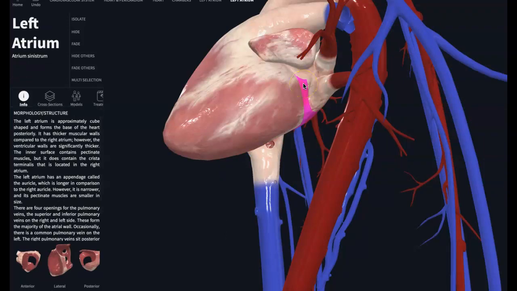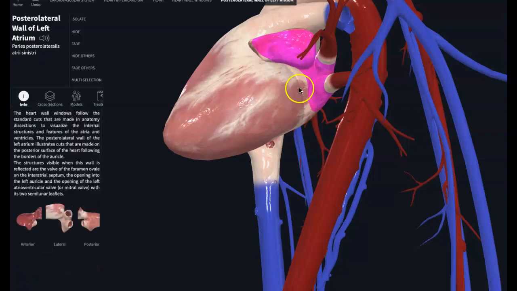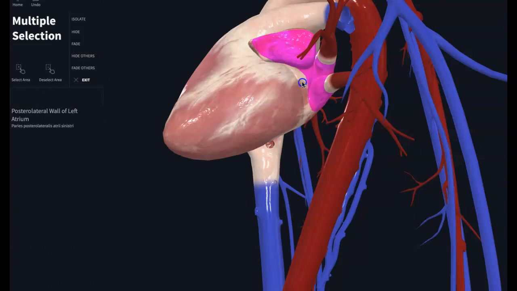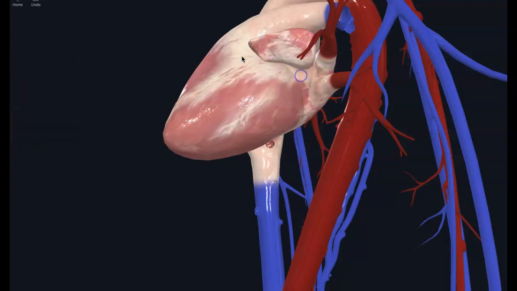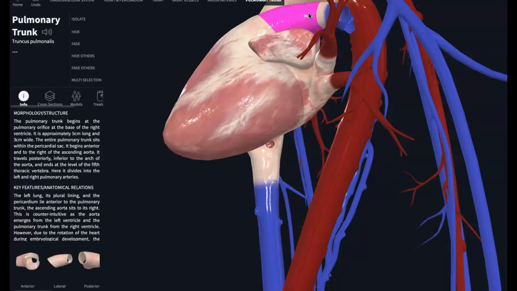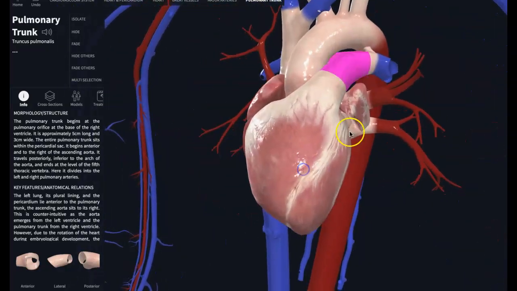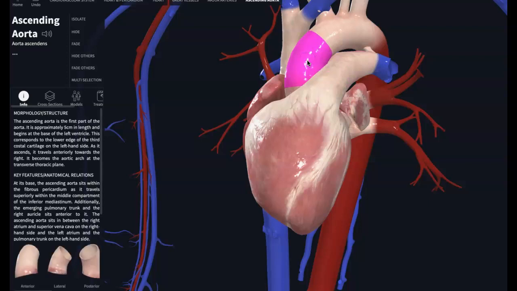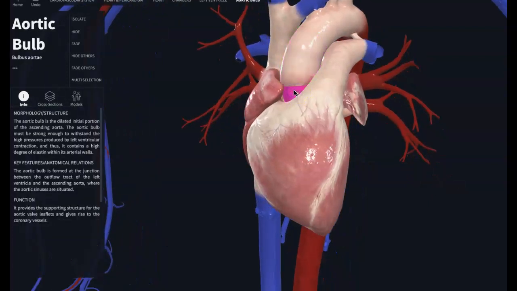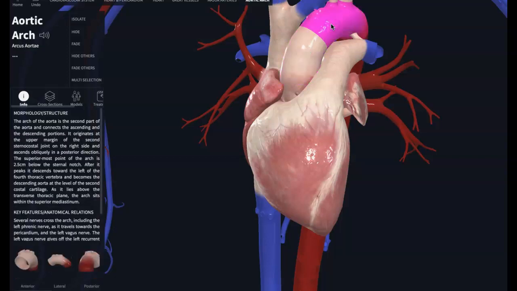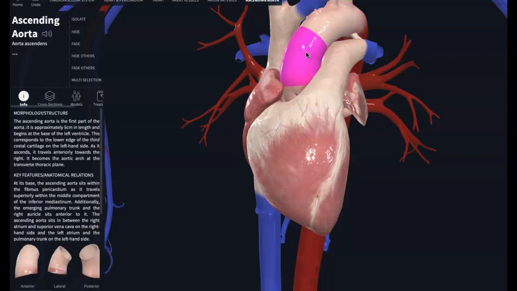Okay, and then the left atrium. So here's the left atrium. Here's the posterior lateral wall of the left atrium. So this entire thing is the left atrium, and the pulmonary artery. So here's the pulmonary artery, comprising the superior portion of the left border. Here's what that looks like from the front. The left atrium, the pulmonary artery. The aorta, here are the parts of the aorta. So we have the aortic bulb, ascending aorta, and aortic arch. So the aorta lies in the midline. It's posterior to the sternum.